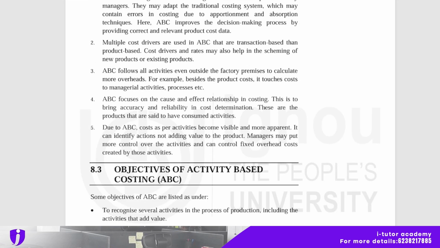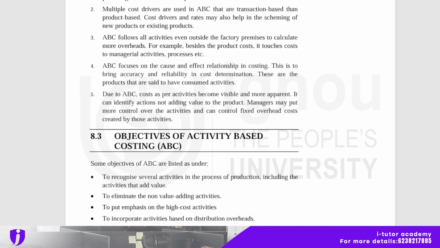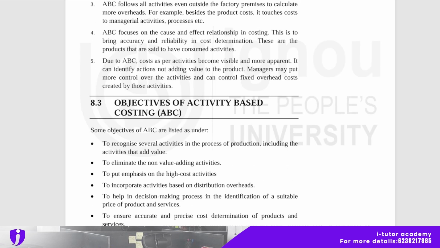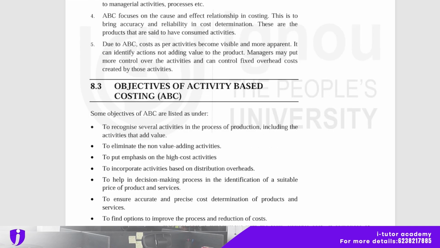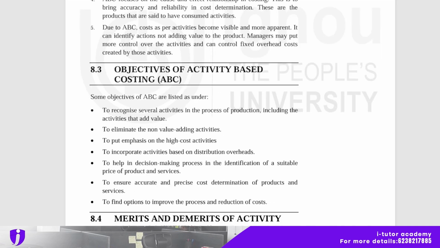ABC follows all activities even outside the factory premises to calculate more overheads. For example, besides the product cost, it touches the cost of managerial activities, processes, etc. ABC focuses on the cause and effect relationship in costing. This is to bring accuracy and reliability in cost determination. These are the products that are said to have consumed activities. Due to ABC, cost as per activities becomes visible and more apparent. It can identify actions not adding value to the product. Managers may put more control over the activities and can control fixed overhead costs created by those activities.